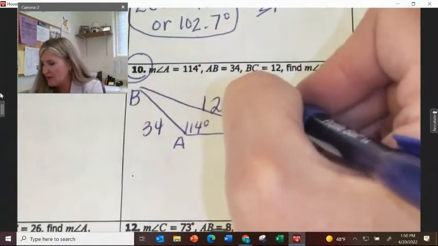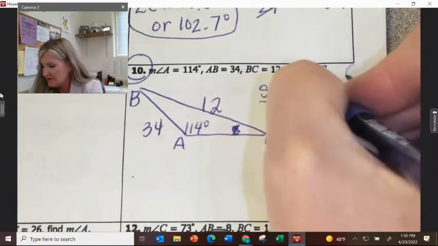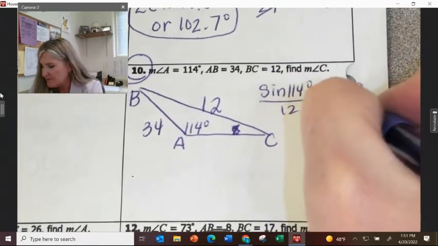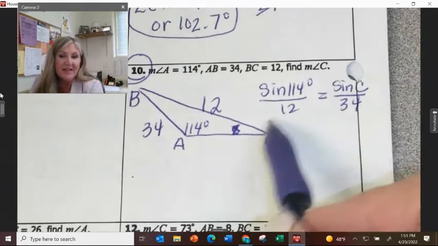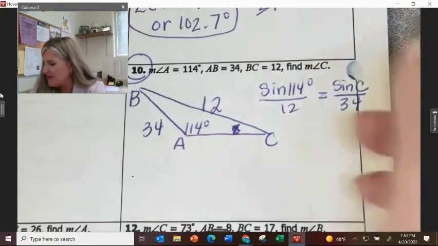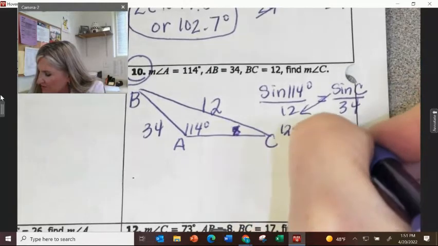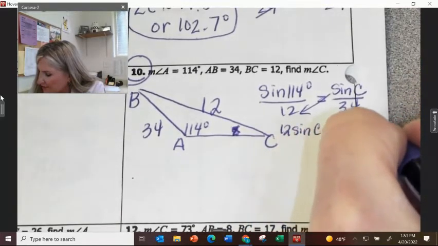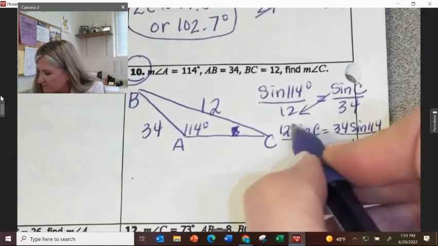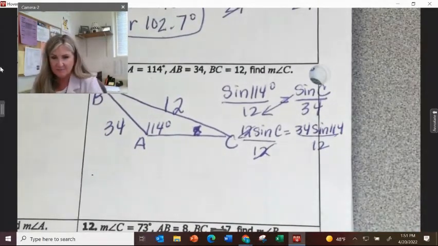So it's going to go sine of 114 over what? Equals the sine of C over what? 34. Some of you might be getting to where you can almost just see this and think of how it will go in your calculator. If not, let's go ahead and write it out. So we're going to have 12 sine C equals 34 sine 114. Going to divide by 12. Make sure you can type this in now from this point, all in one step.